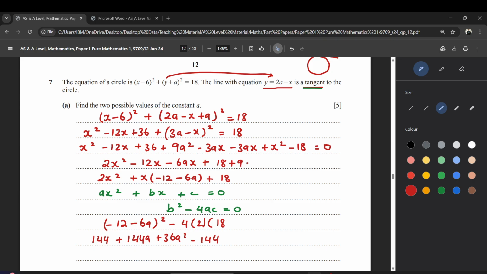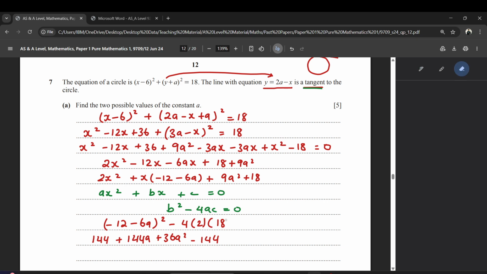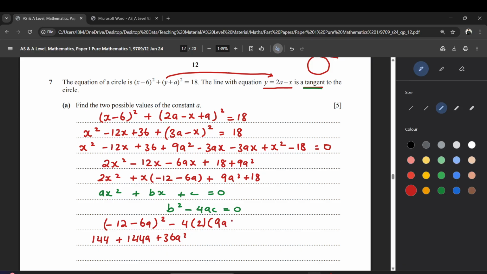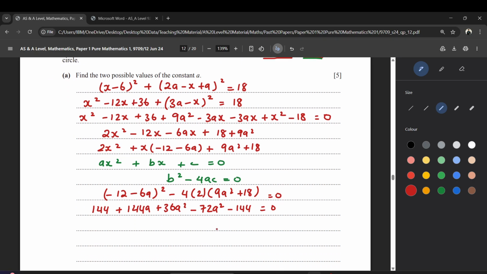So this is plus 9a square, right? So let me write it in this form: 9a square plus 18. So your constant is going to be 9a square plus 18. So that means that now what we are doing is minus 4 times 2 is minus 8. Minus 8 multiplied by 9a square is minus 72a square. And minus 8 multiplied by 18, that was minus 144 equals to 0. Okay, now this is fixed.